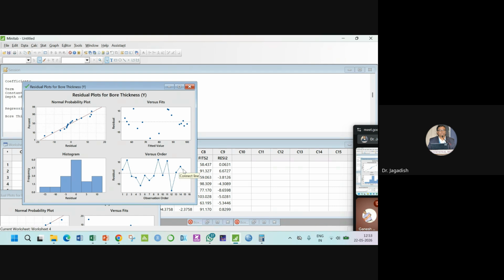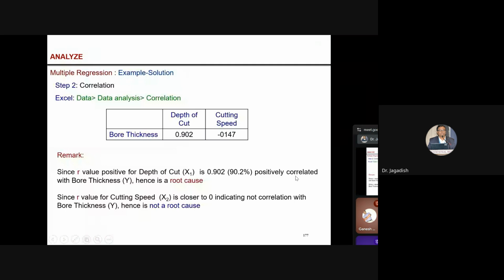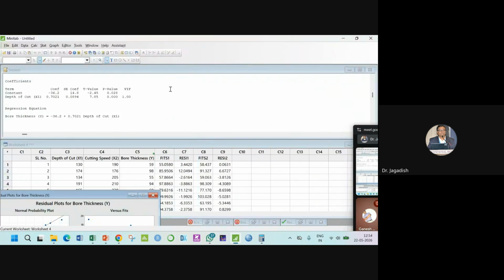So the conclusion here is that again the depth of cut is the root cause or important factor in this analysis also. Say for example, if you see here, depth of cut correlation. I have not shown correlation, okay, correlation we can study. If two factors are there, we can study correlation also, that is possible.